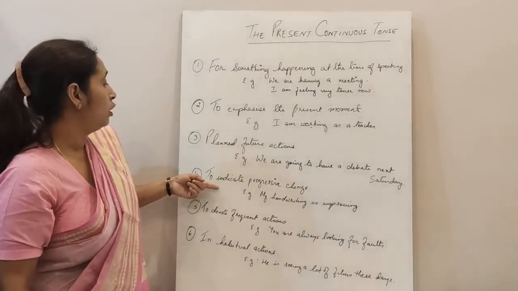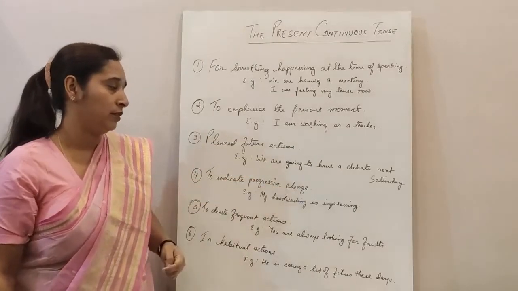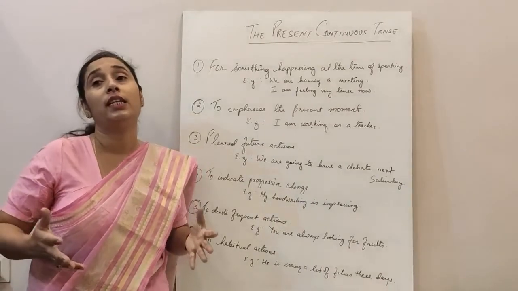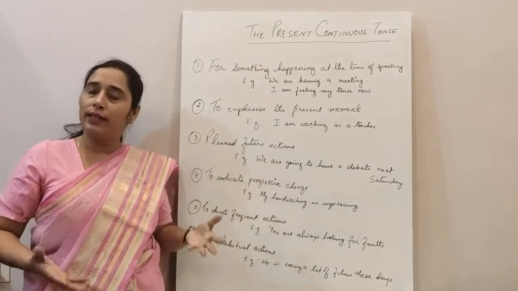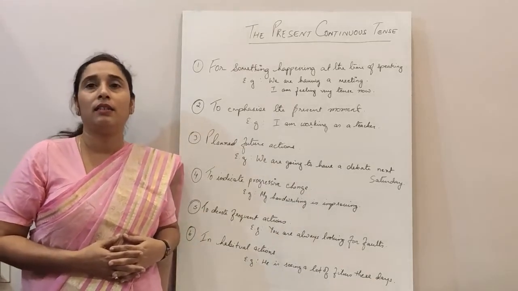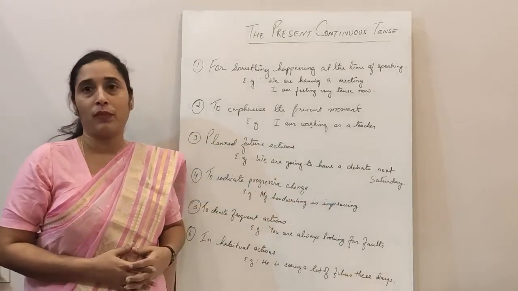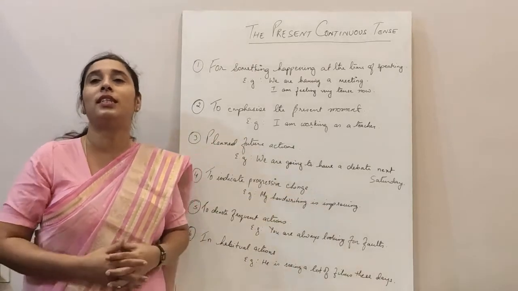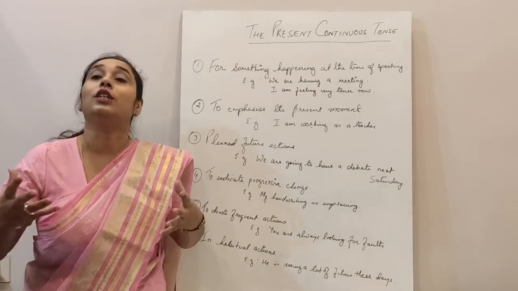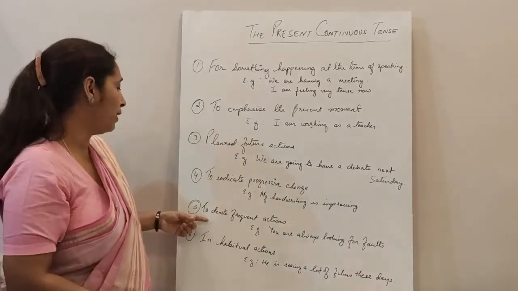Next, to indicate progressive change. The present continuous is also used to indicate changes, trends, development and progress. As, my handwriting is improving. The situation is changing these days. The energy demand is increasing. You see. Next, number 5.